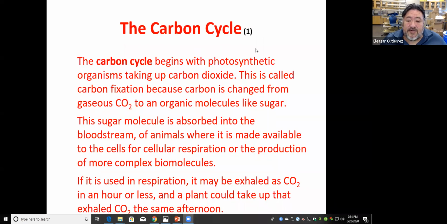Okay, switching to the second one, the carbon cycle. The carbon cycle begins with photosynthetic organisms taking up carbon dioxide. This is called carbon fixation. Very important, because in case you're not keeping track of current events, the biggest hiccup right now is global warming, which is carbon dioxide and methane. Anything that can allow us to fixate carbon, in other words, turn it from carbon dioxide to a solid, is desirable. And who does this? Plants and algae.